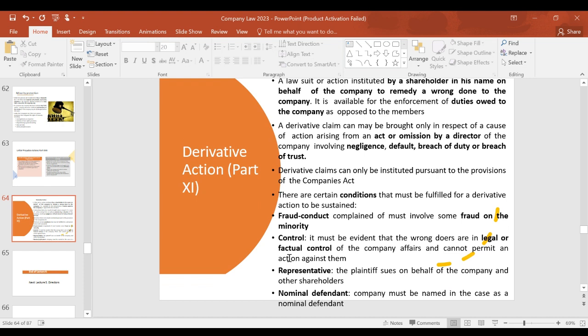Finally, it's also important that we note a condition on the parties to appear in that particular lawsuit. The Companies Act provides that the company on whose behalf this derivative action is being brought must be named as a nominal defendant in that particular suit. So they should also be included as one of the parties in that suit as a nominal defendant.